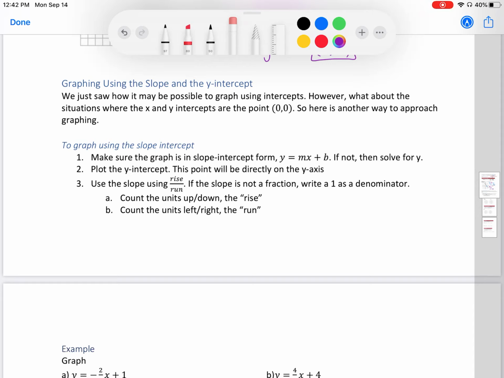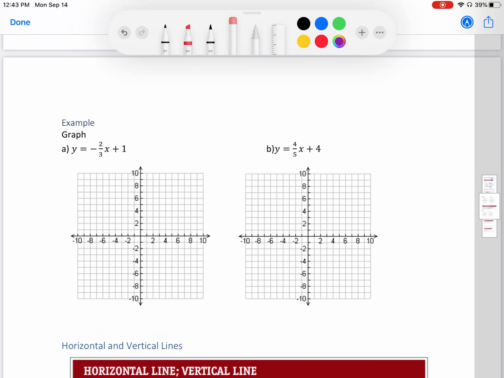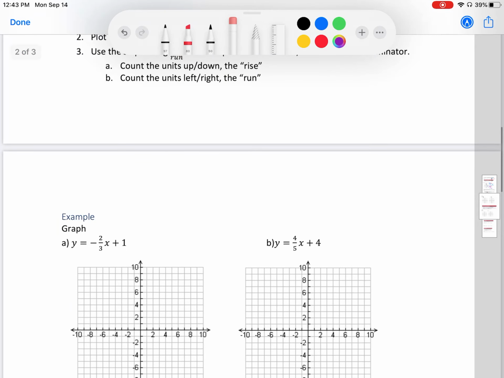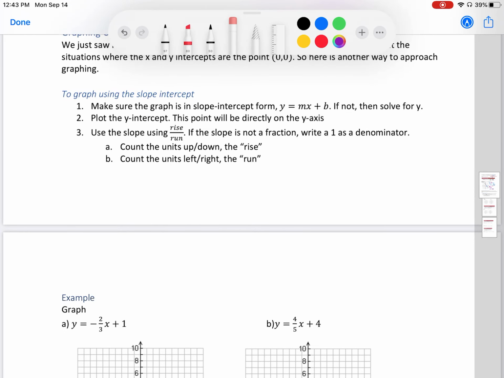2. Plot the y-intercept. This point will be directly on the y-axis. 3. Use the slope as the rise and run. If the slope is not a fraction, write it with a denominator of 1. A. Count the units up or down, which is the rise. And B. Count the units left or right, which is the run. So let's do an example. Let's graph y equals negative 2/3 x plus 1. We first want to start with our rules. Our first rule says make sure it's in y equals mx plus b form. That's done. 2, plot the y-intercept.